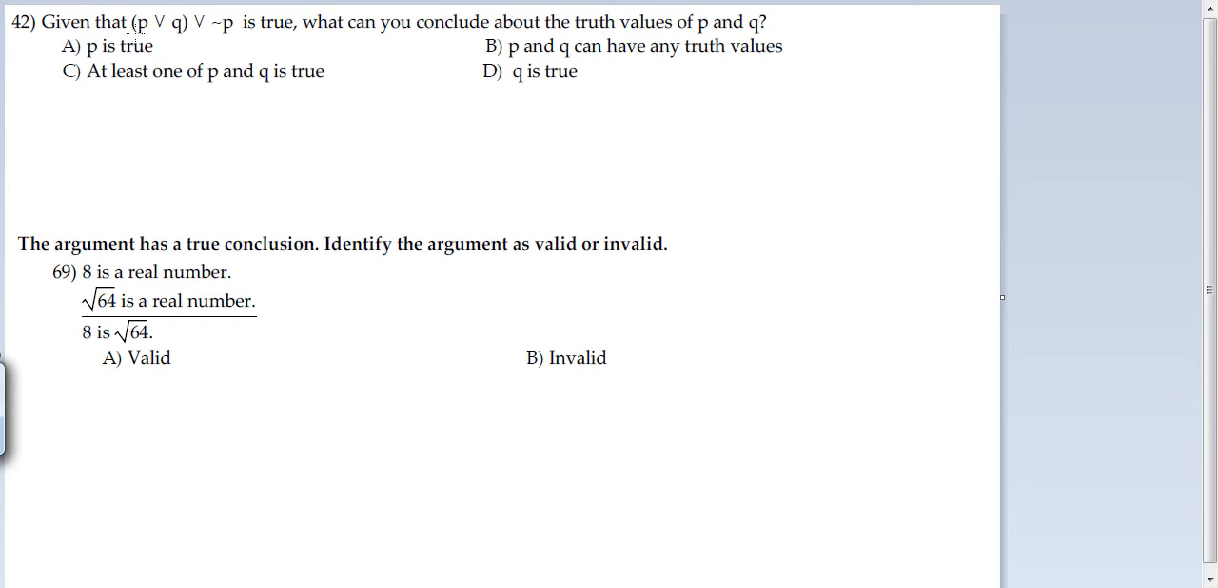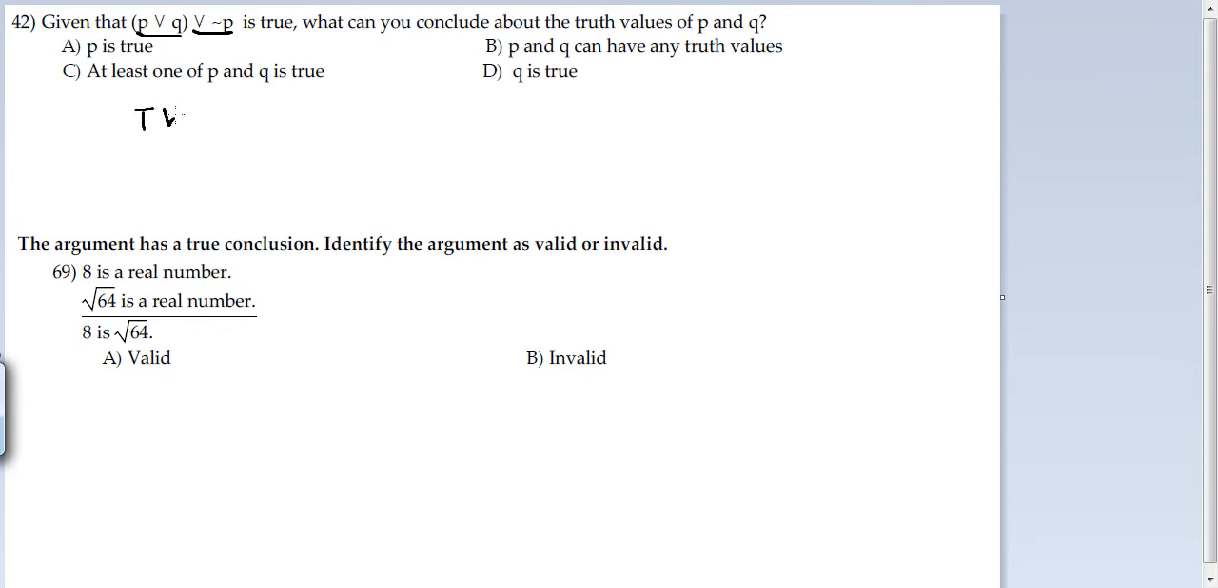If you're given that P or Q or not P is true, what can you conclude about the truth values of P and Q? Since we're doing an OR statement, let's just say that P is true. Assume that P is true.